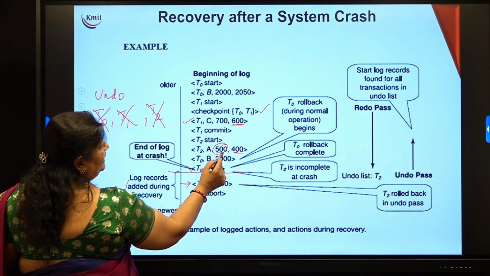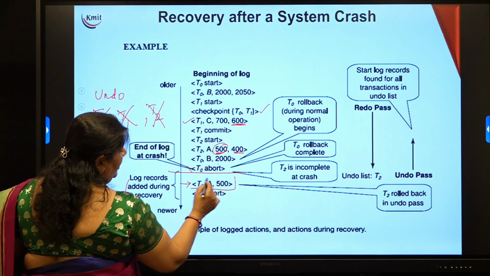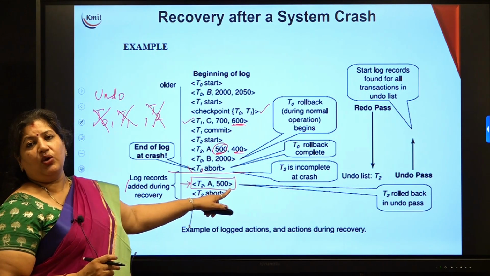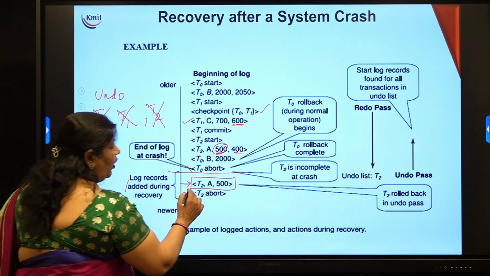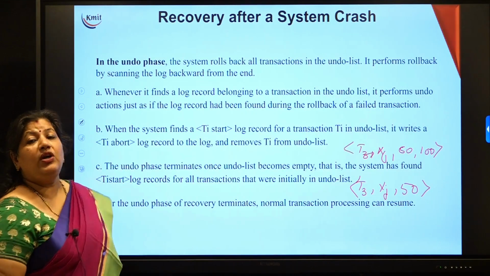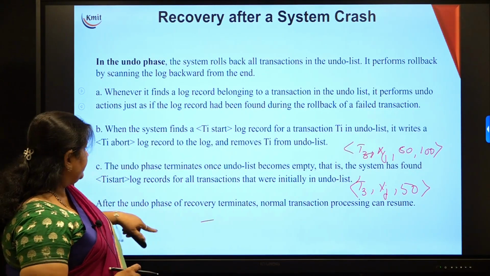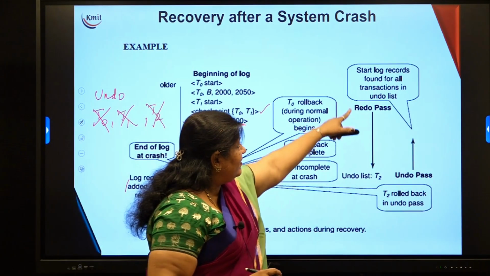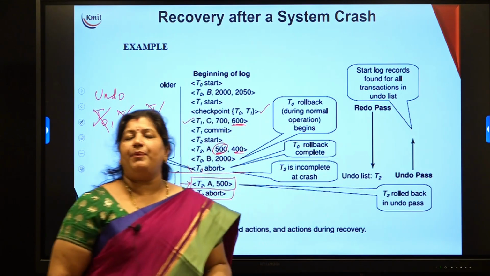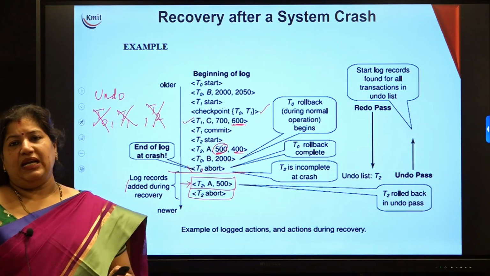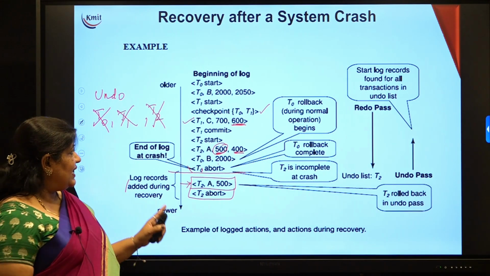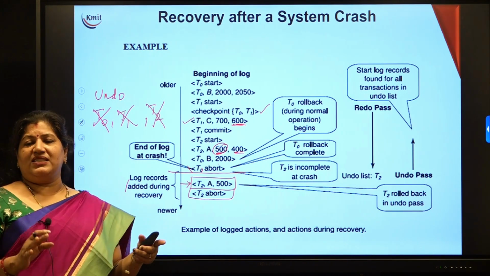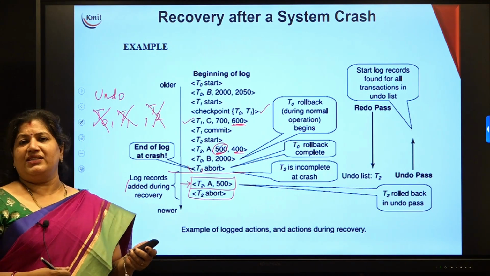Here we have undone T2. That is why there is a compensation record here for transaction T2. The A value is restored back to 500 and we aborted T2. So T2 was rolled back. This entry is made here. This is what it says: the start of the log, what will happen in the undo phase and what will happen in the redo phase. So it is in a consistent state after recovery, that is, it has been brought back to consistency. Now normal transactions can start again.